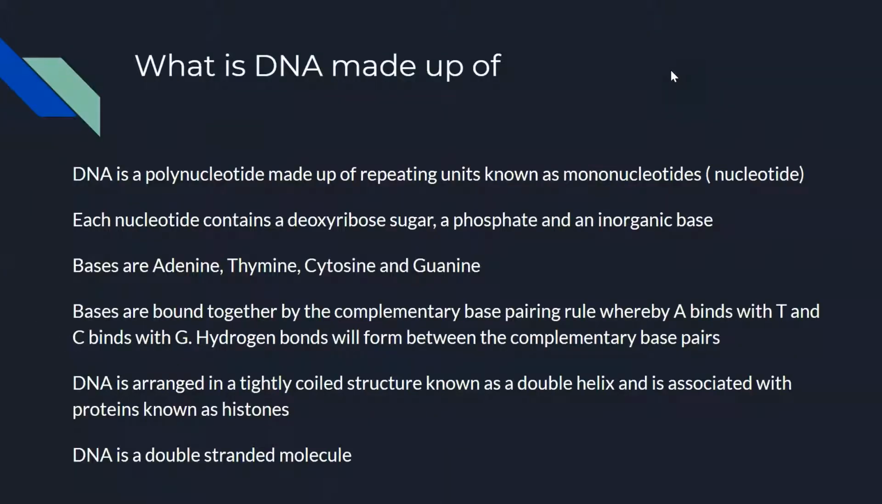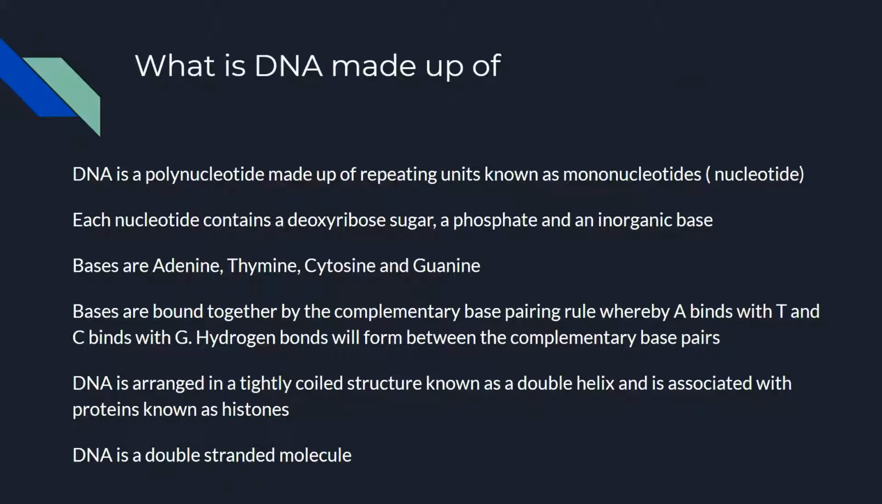So what is DNA made up of? DNA is a polynucleotide made up of repeating units known as mononucleotides or a nucleotide. Each nucleotide contains a deoxyribose sugar, a phosphate, and an inorganic base. Examples of the bases found in DNA are adenine, thymine, cytosine, and guanine.